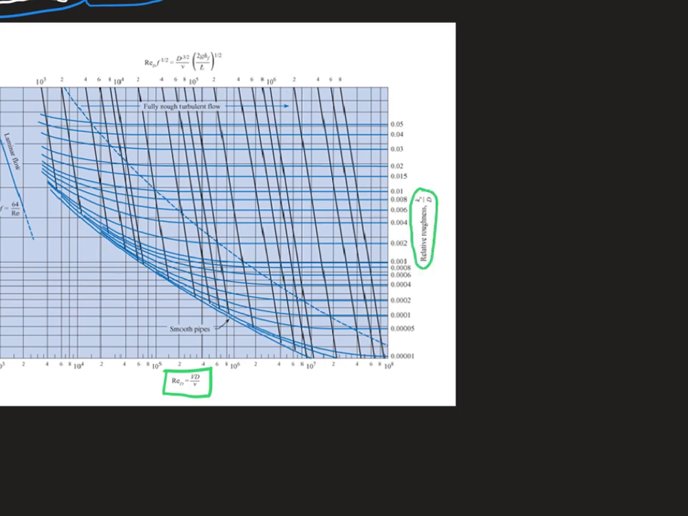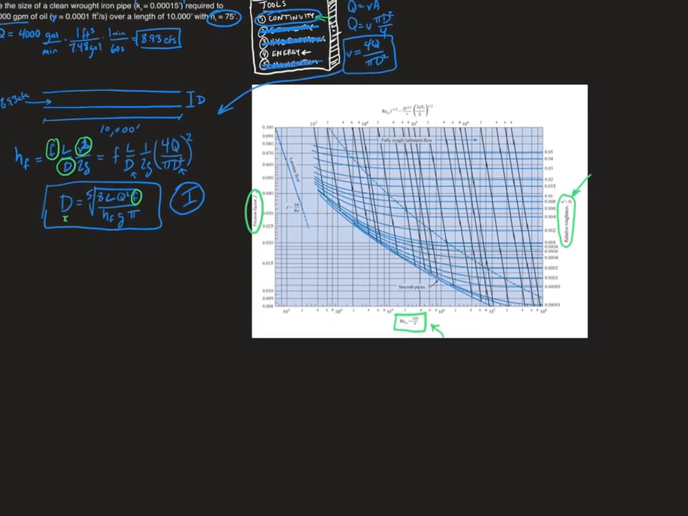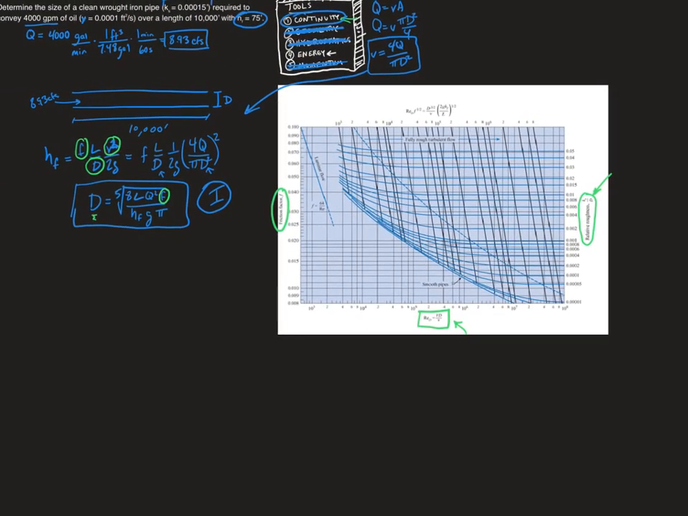Okay? So what we're going to have to do here is assume a D. If I assume a D here, I can get the relative roughness. That's great, but I still need a velocity, right? So what we're going to do over here is going to be our first equation.